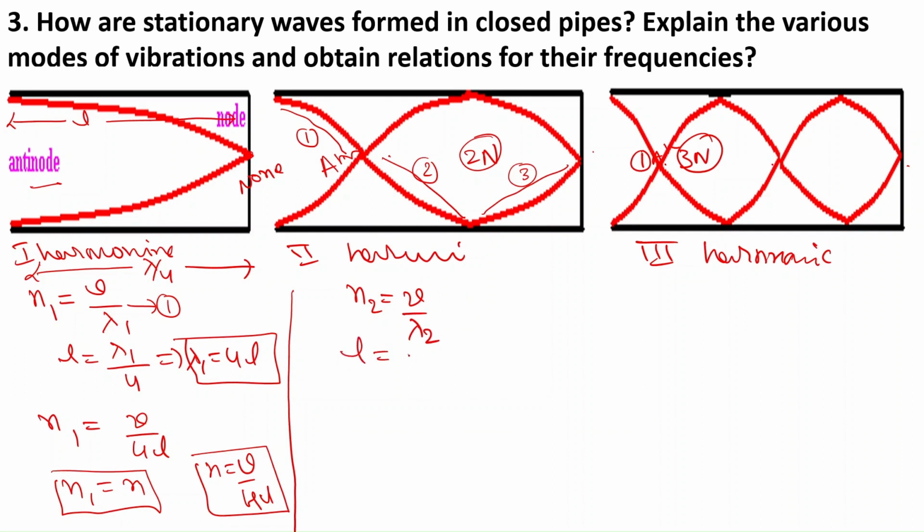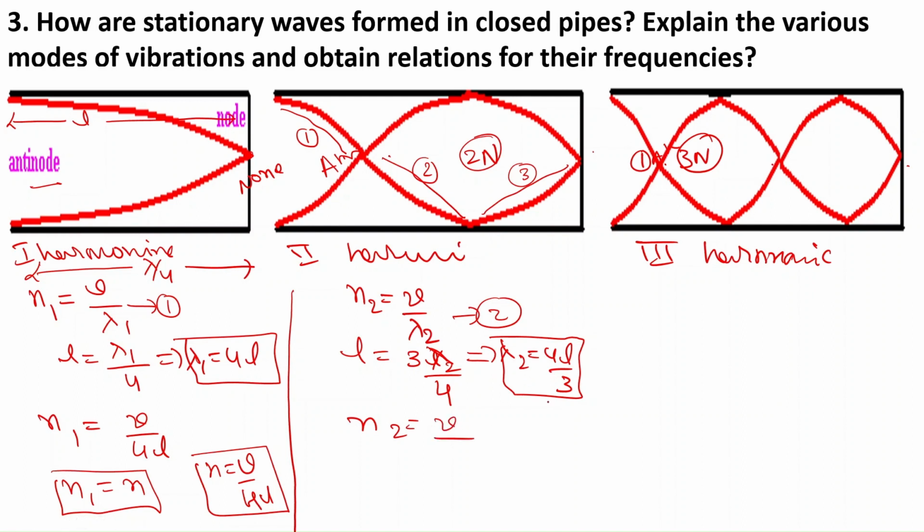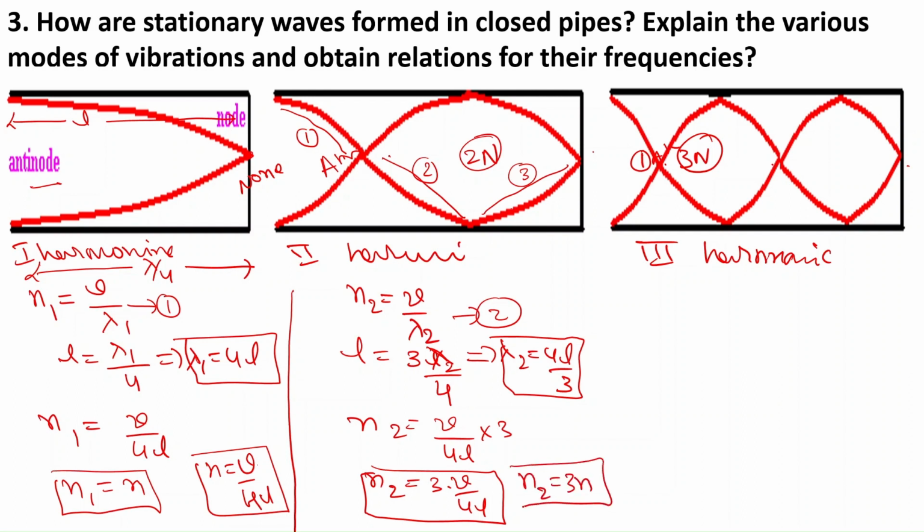So L is equal to 3 lambda 2 by 4. This implies lambda 2 is equal to 4L by 3. By substituting this lambda 2 value in this second equation, N2 is equal to V by lambda 2, which is V by 4L by 3. That by 3 becomes multiplied. Therefore N2 is equal to 3 into V by 4L. This I can write as V by 4L as N value. So that's why N2 is equal to 3N. This is the value of N2.